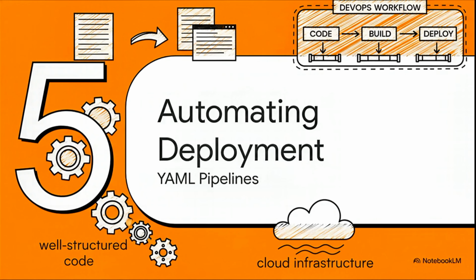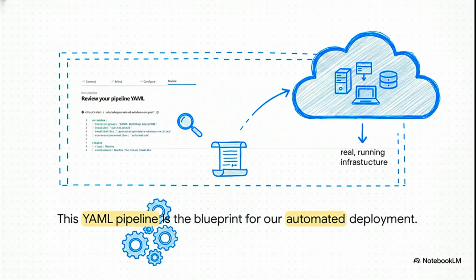Okay, so having this clean, well-structured code is fantastic. But the real magic, the real power, comes when we connect it to an automated deployment process. This is where we stop just writing code and start building a true DevOps workflow. Now, this might look a little intimidating, but it's actually pretty straightforward. This is a YAML pipeline for Azure DevOps. Think of it as the instruction manual for our robot builder. It points to our main Bicep file, it tells it which Azure subscription to use, and it lays out the exact steps to turn our code into real, running infrastructure in the cloud.